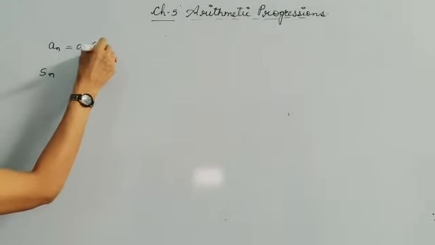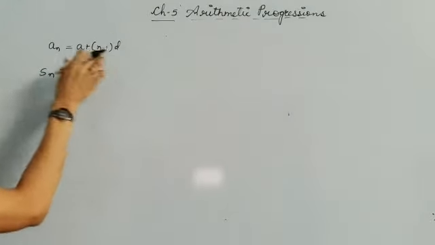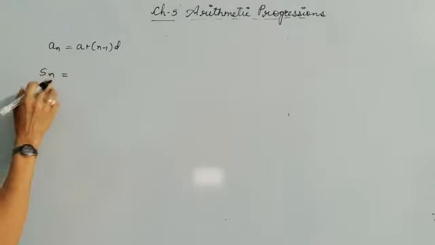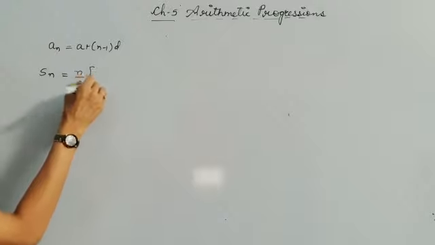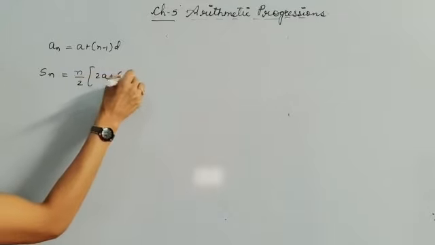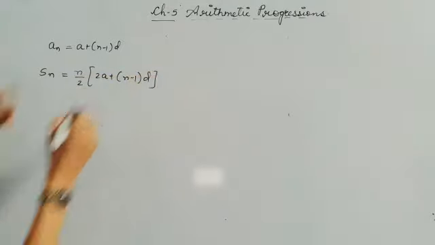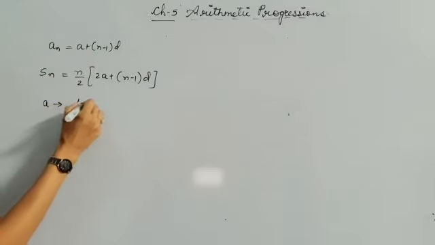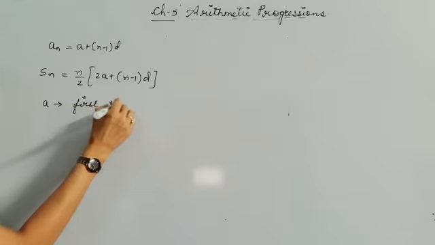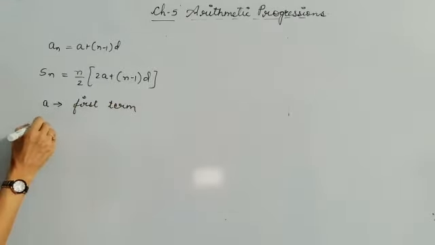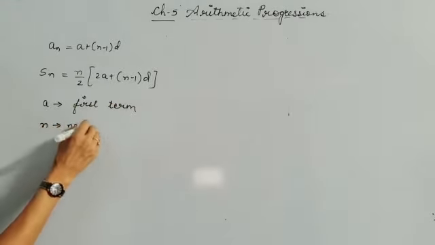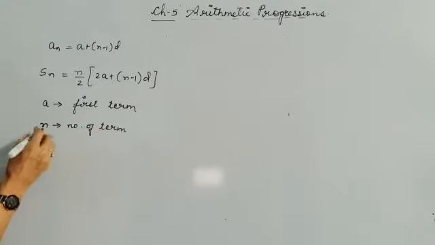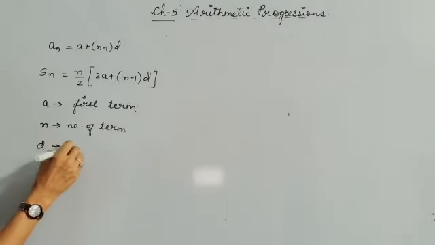a plus (n minus 1) into d is the formula to find out the nth term, and to find the sum of n terms we have the formula n by 2 [2a plus (n minus 1) into d]. Let's recall the things. What is a? a is your first term in the given sequence. Your n is the number of terms in the sequence, or I can say progression. Your d is the common difference.